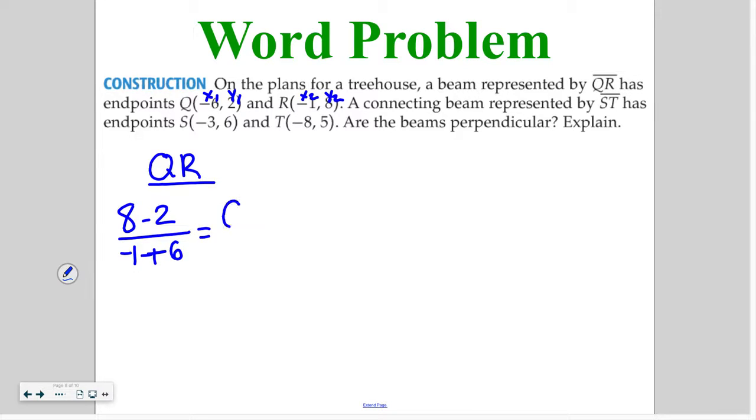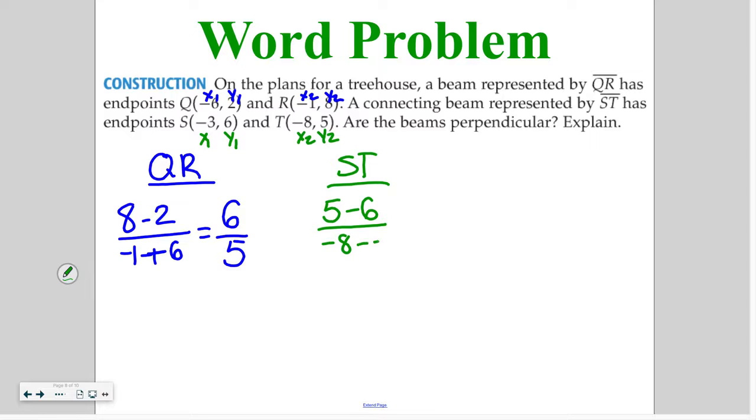8 minus 2 gives me 6. -1 plus 6 gives me 5. So our slope of line QR is 6/5. Next thing I'm going to check out is the slope of ST. So we're going to start with x1, y1, x2, y2. 5 minus 6 over -8 minus -3. Turning it into a positive gives me -1 over -5 for a final answer of 1/5.